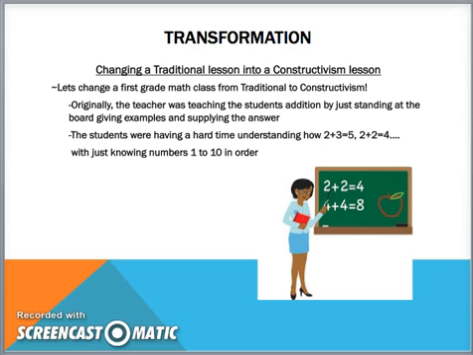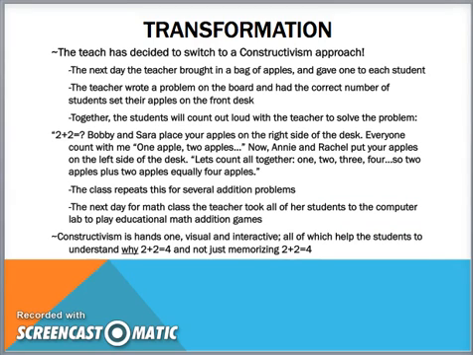Transformation from a traditional into a constructivism lesson. Let's change the first grade math class from traditional to constructivism. Originally, the teacher was teaching the students addition by just standing in the front at the board, giving examples, and supplying the answer. The students were having a hard time understanding how 2 plus 3 equals 5, 2 plus 2 equals 4, and so on, knowing the numbers 1 to 10 in order but not understanding that the number 2 stands for 2 items and not just a number. The teacher has decided to switch to a Constructivism approach.